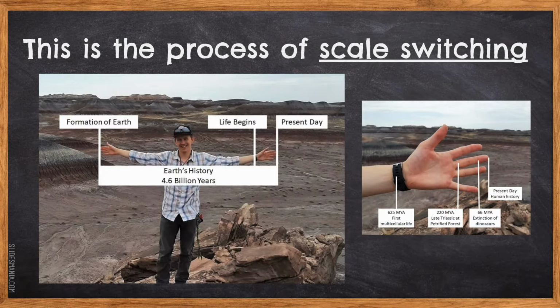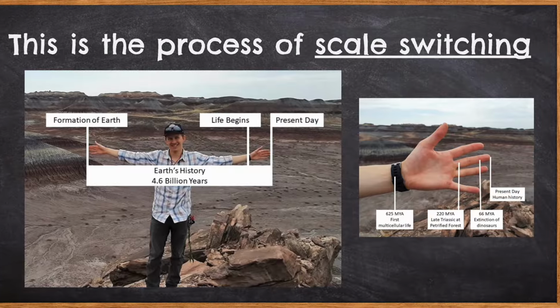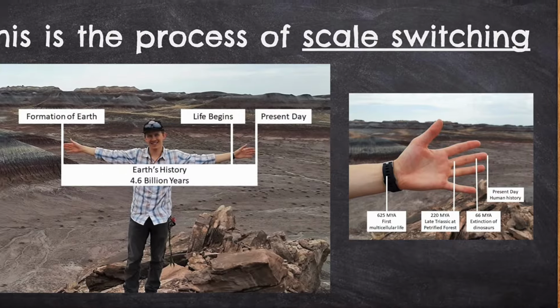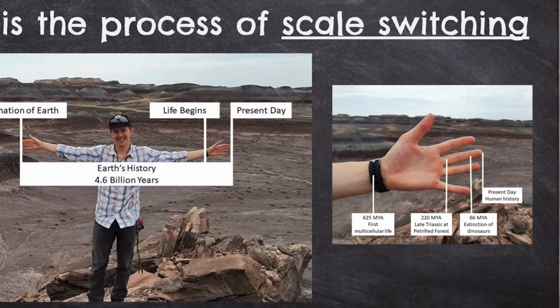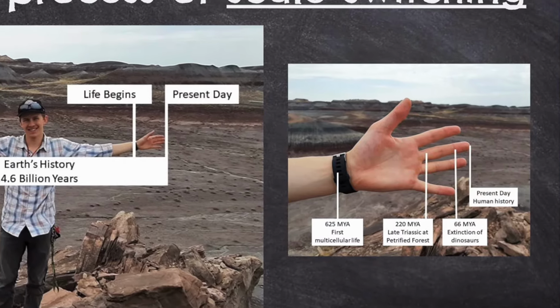Another example, if you took your arms and stretched them out, from fingertip to fingertip would be the entire history of the planet Earth. One fingertip would be the formation of the Earth, and then the other fingertip would be present day. Or you could zoom in on your hand. For example, your wrist would be where first multicellular life begins. Present day is still where your fingertip is, but the scale is different.